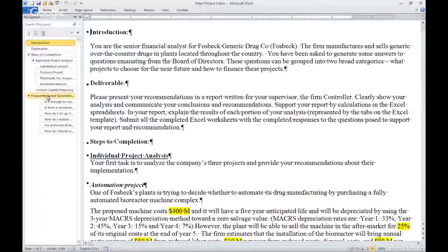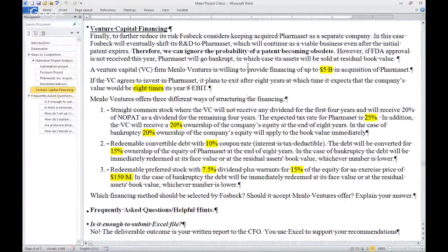Here it is. So we see that a venture capital firm, Menlo Ventures, is willing to provide financing, $5 billion. And if VC agrees to invest, it plans to exit after 8 years. And I guess there was a typo when the question was asked. Probably you were asking about why depreciation in the 8th year is incorrect.